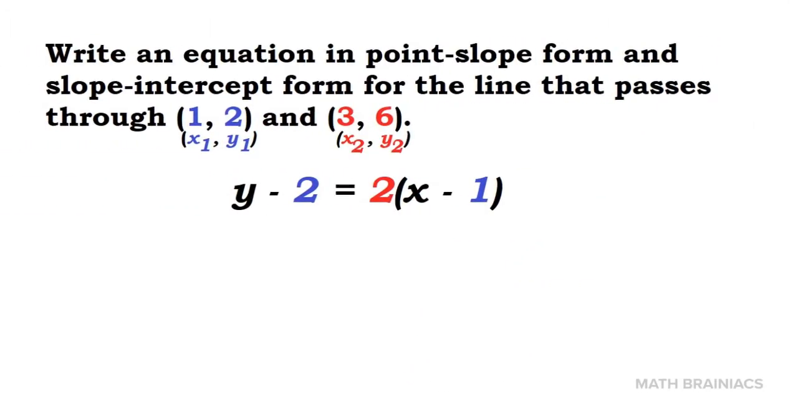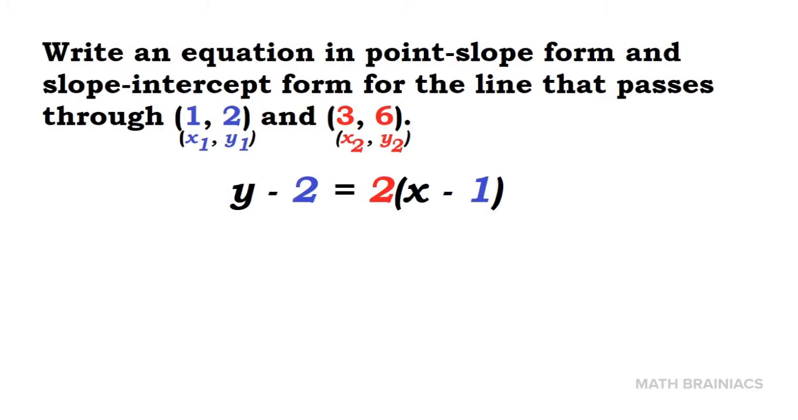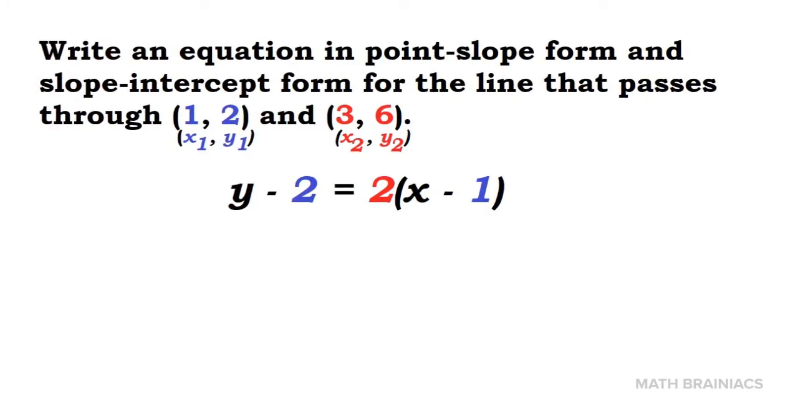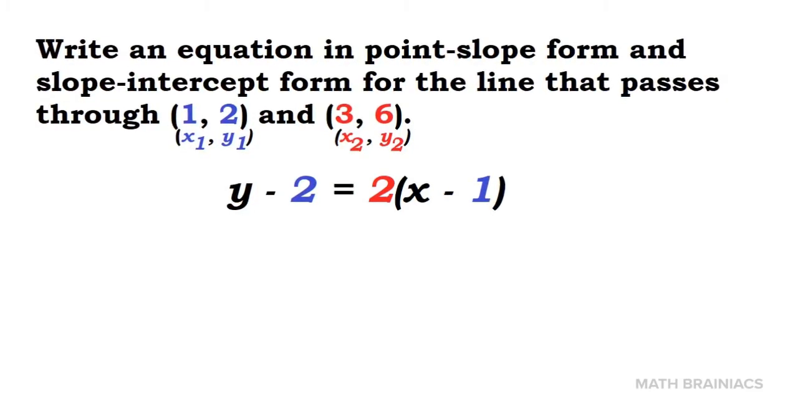Since we need to rewrite the point-slope form into slope-intercept form, let us work on the equation y minus 2 is equal to 2 times x minus 1.